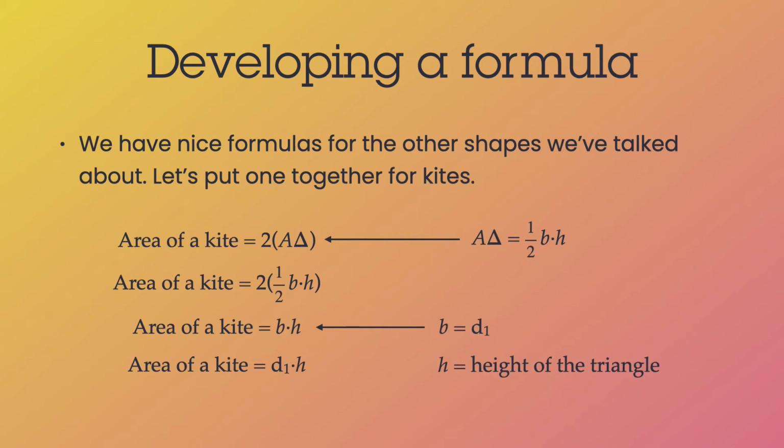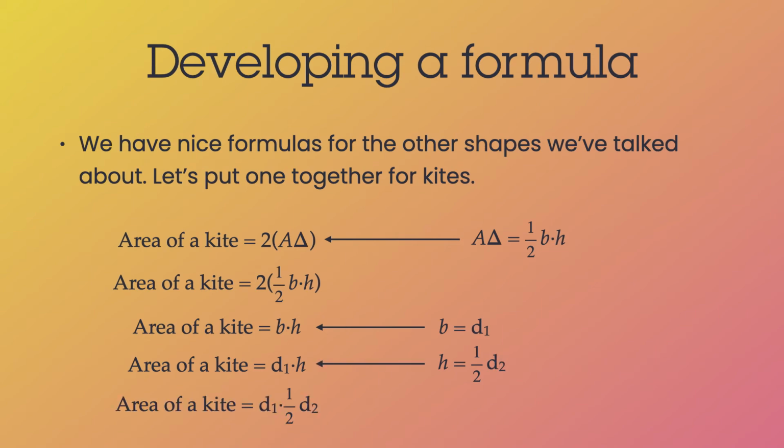triangle. Now again, we don't want to keep referencing back to triangles. So think back to what the height of the triangle represented as part of the kite. It was half of the second diagonal. Now if we use D1 for diagonal 1, let's use D2 for diagonal 2. And let's substitute this in. That'll look like D1 times 1/2 of D2.